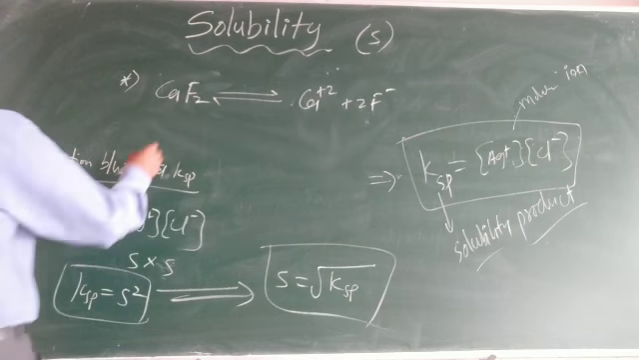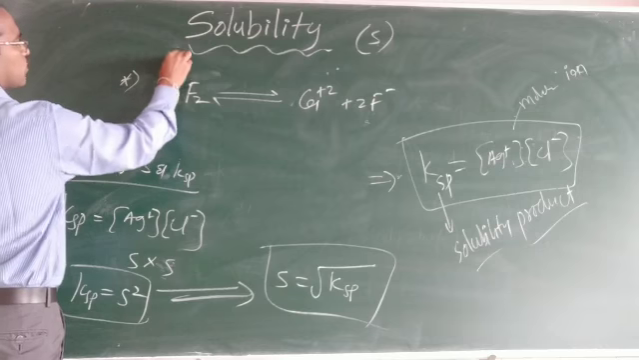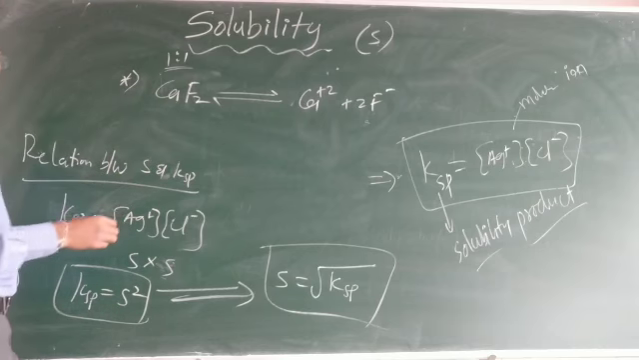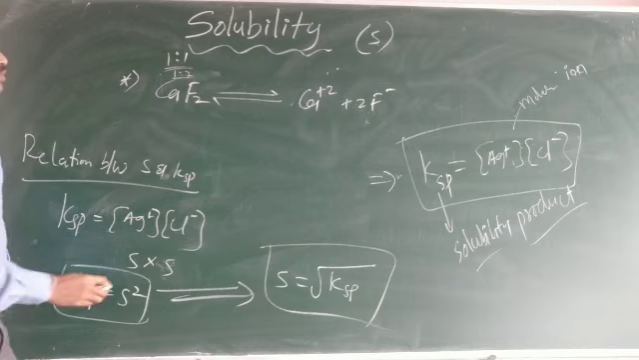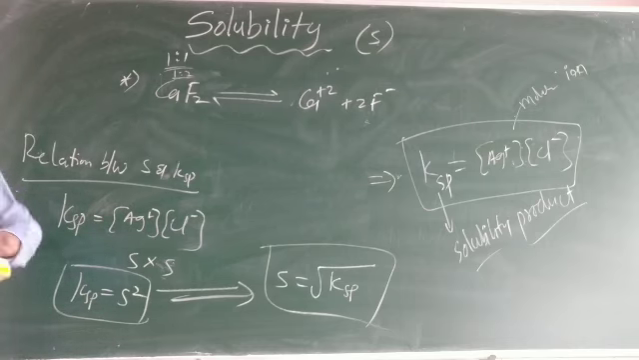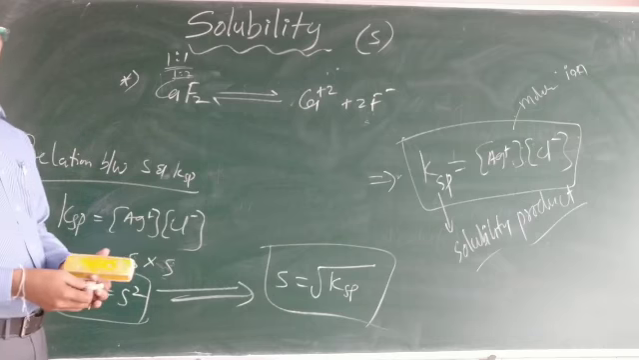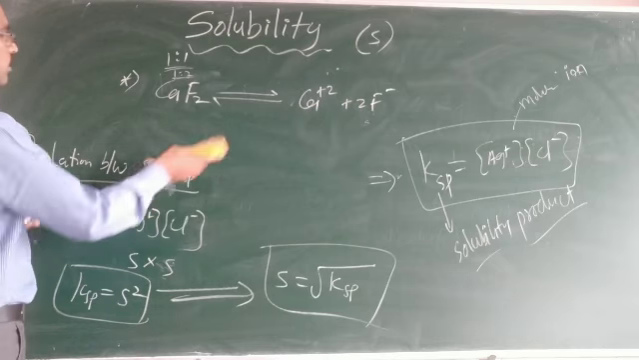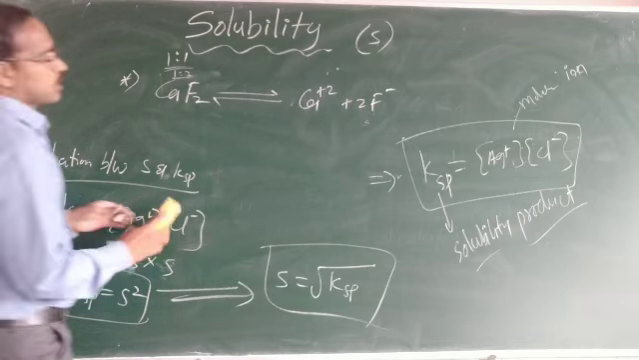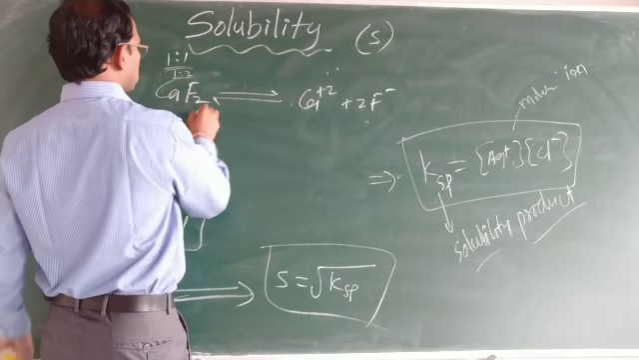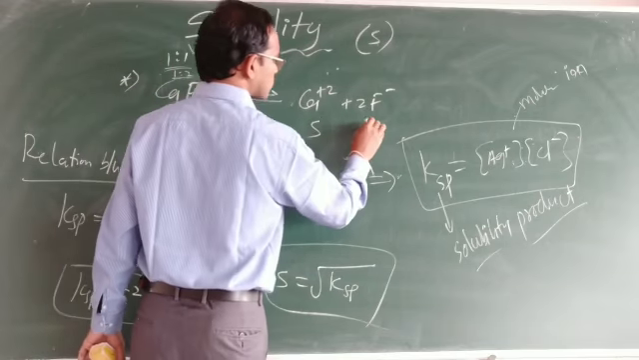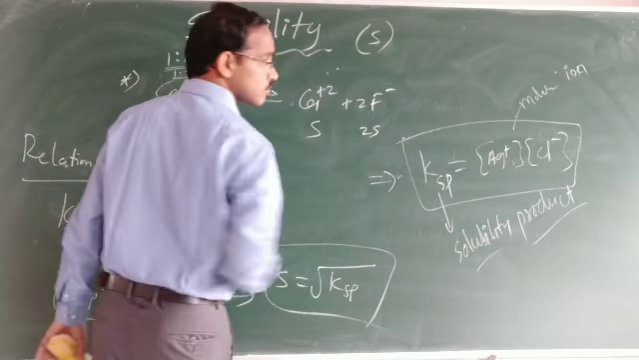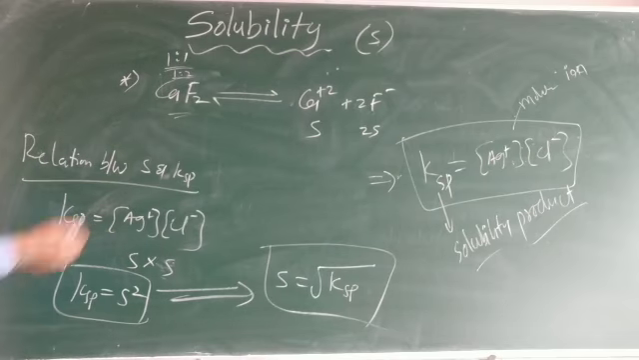Now, next I am taking a different salt. The first was a 1:1 type electrolyte. This is 1:2 type. What is 1:2? 1 cation, 2 anions. Next 1:3, 2:3, like that. The question may ask like that also. Now in the case of 1:2, if this solubility is S, then what about this concentration? It should be 2S.